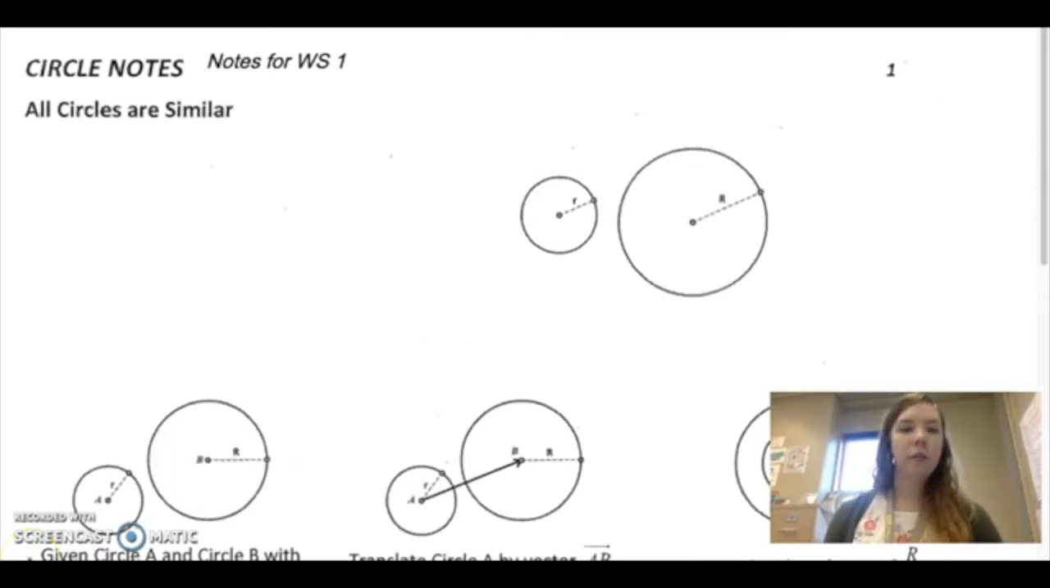This whole unit is going to be centered around circles. So today and tomorrow we're going to work on some circle basics, starting with the fact that all circles are similar. So all regular polygons are similar. Circles fit into that category as well because I could either stretch or shrink any circle to make it match another one. So we're going to start with that.